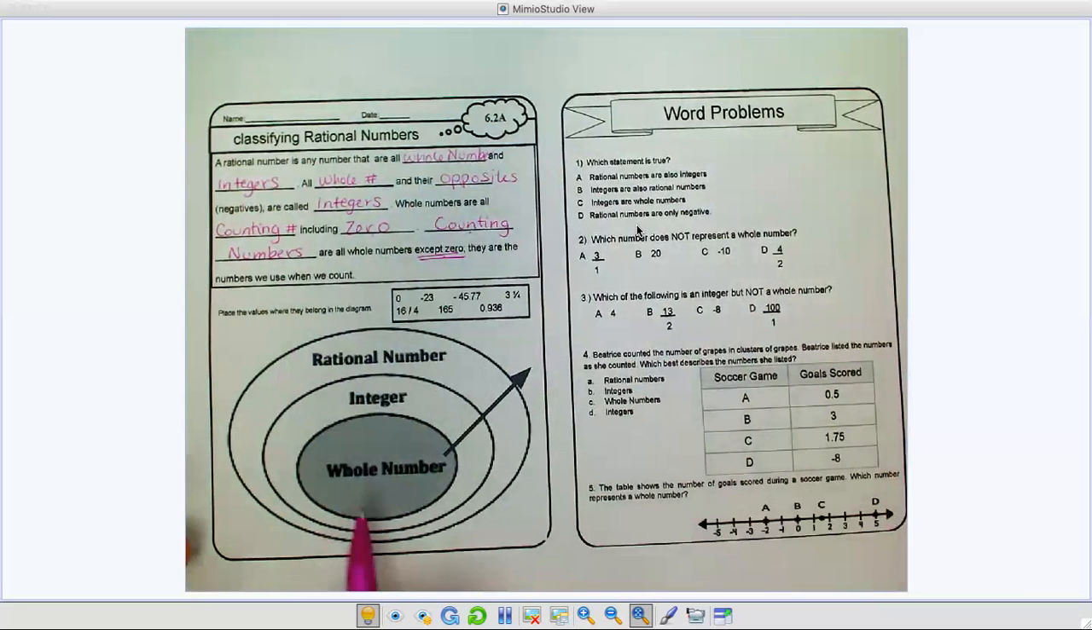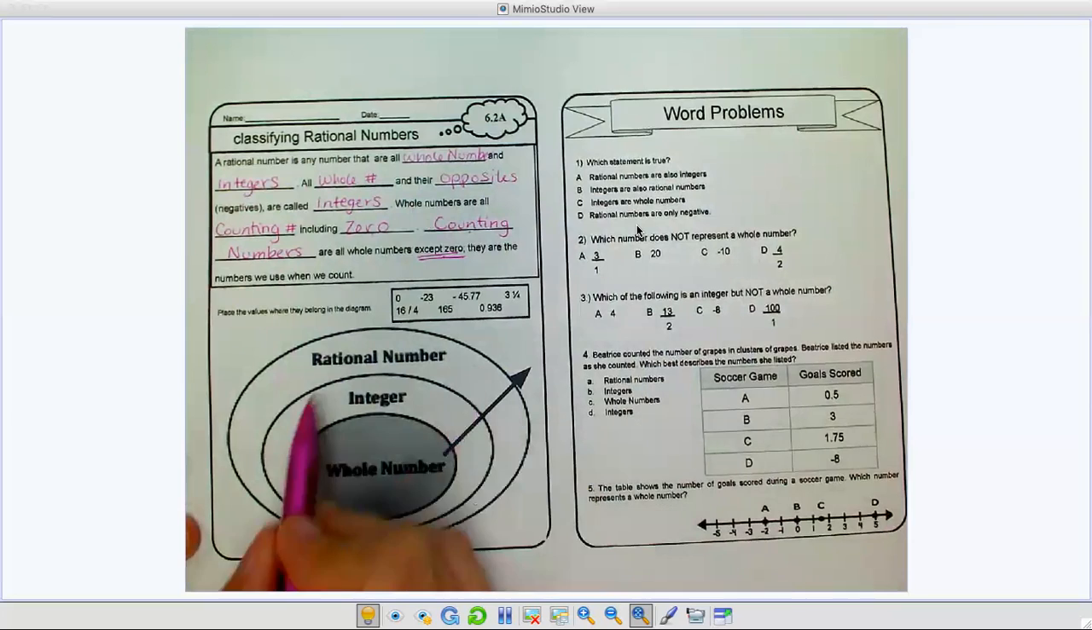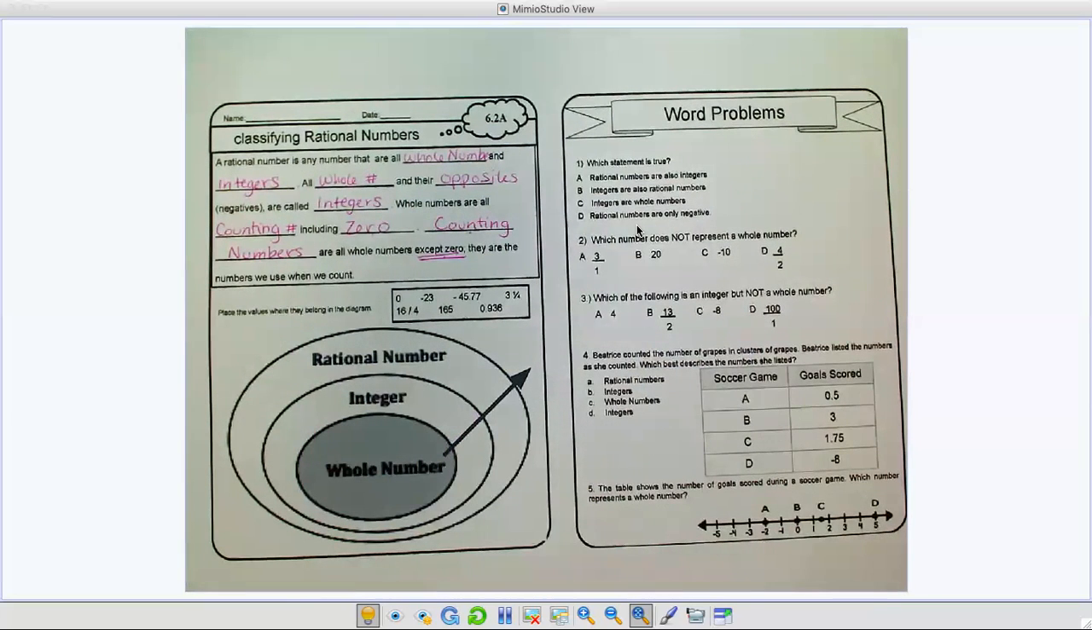So if we look at a Venn diagram, we have to think about our whole numbers. Whole numbers, again, are everything including 0 all the way to infinity. Integers, the next bubble out, is going to be any value that is positive or negative. And then our rational numbers are going to be all numbers, including decimals, fractions, positives, negatives, 0, everything, okay?